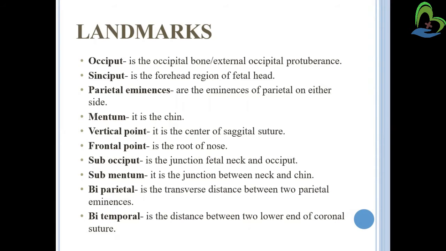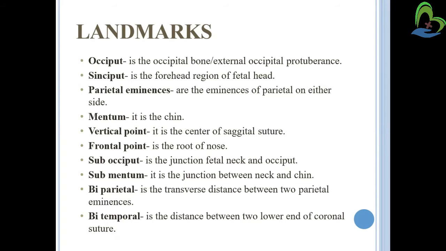Then sinciput. The sinciput is the forehead region of the fetal head, and the parietal eminences are the eminences of the parietal bone on either side. Mentum is the chin. Then the vertex point, which is the center of the sagittal suture. Then the frontal point, which is the root of the nose.